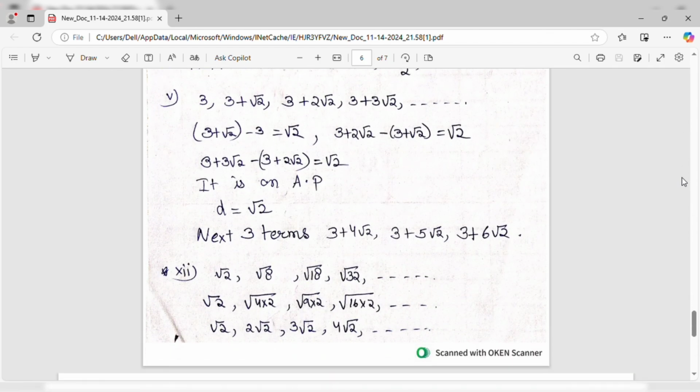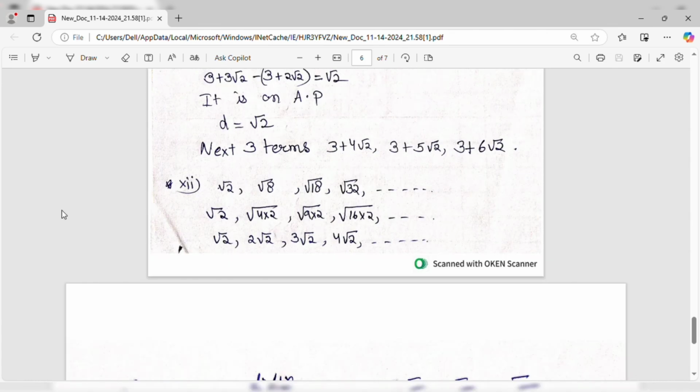Then fifth part, the series is 3, 3 plus root 2, 3 plus 2 root 2, 3 plus 3 root 2 and so on. So we will find the difference between the consecutive terms and we will get the difference as √2. So since the difference is same, it is an AP. D is √2 and the next 3 terms would be 3 plus 4 √2, 3 plus 5 √2, 3 plus 6 √2.